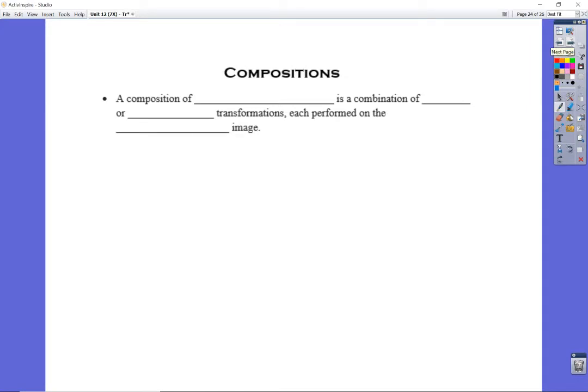Compositions. A composition of transformations is a combination of two or more transformations, each performed on the previous image.